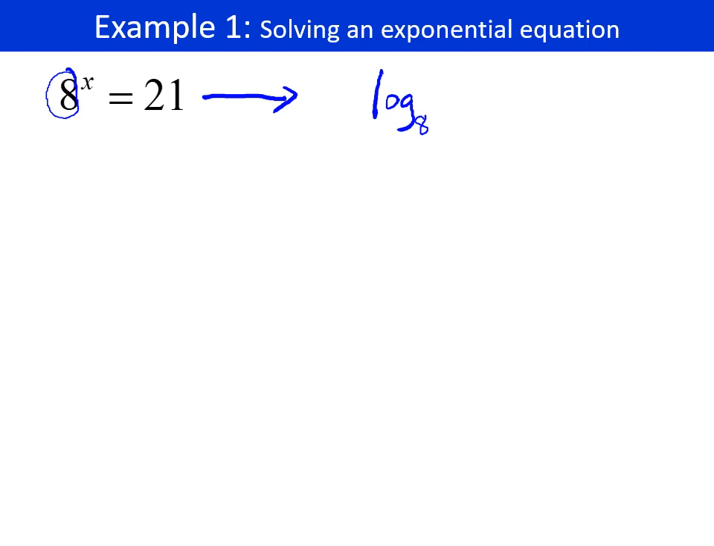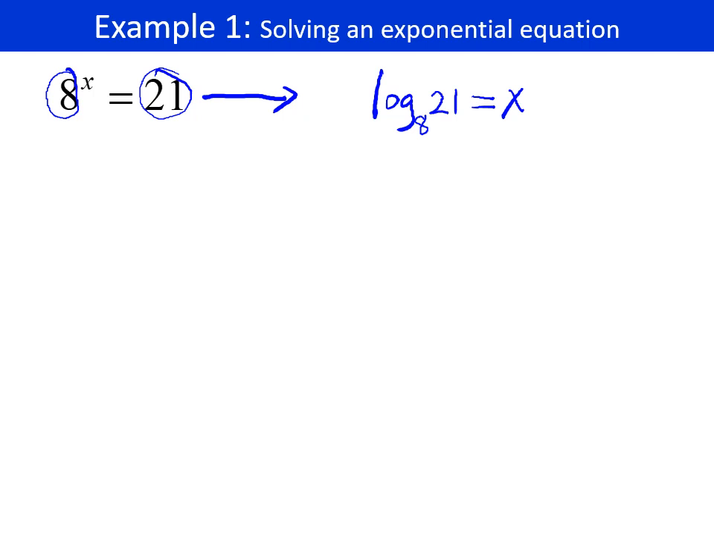Number 2, the logarithm is the exponent. The exponent in the exponential equation is the x. And by process of elimination, the only thing remaining, 21, goes in this spot. So we have solved the equation.